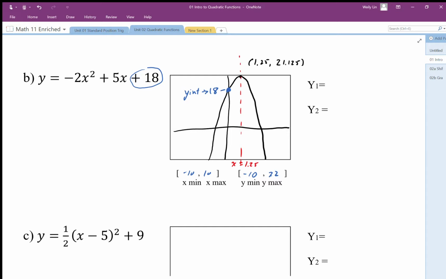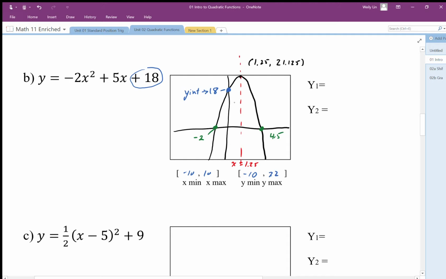My zeros for this, when I work them out, we have a 0 at negative 2. So this 0 here is at x equals negative 2. And when I calculate the other 0, we have the 0 at 4.5. So this 0 is at x equals 4.5. And so those are the key parts of this graph.